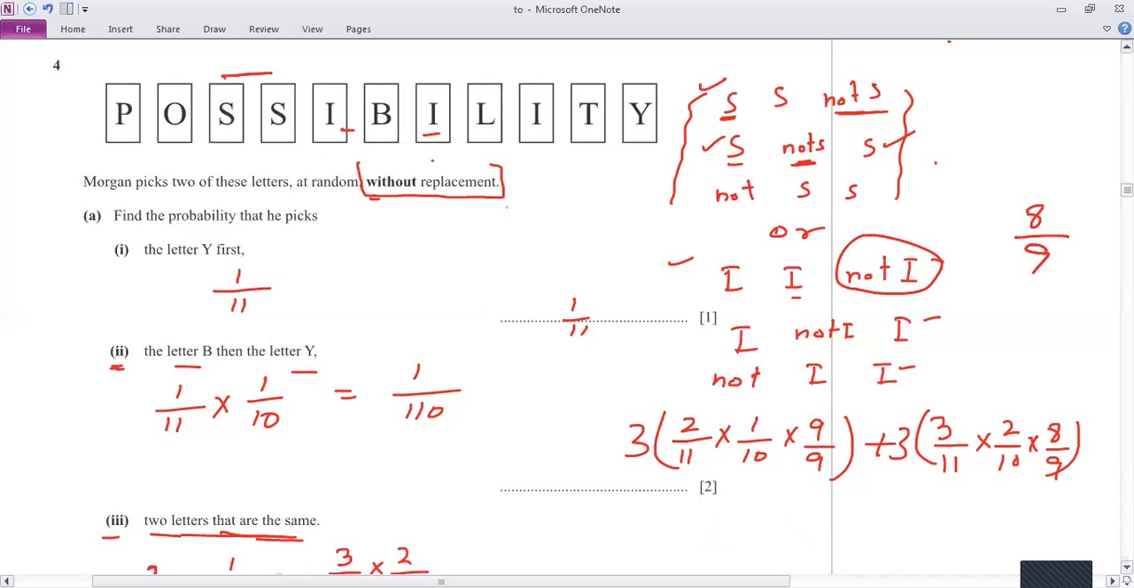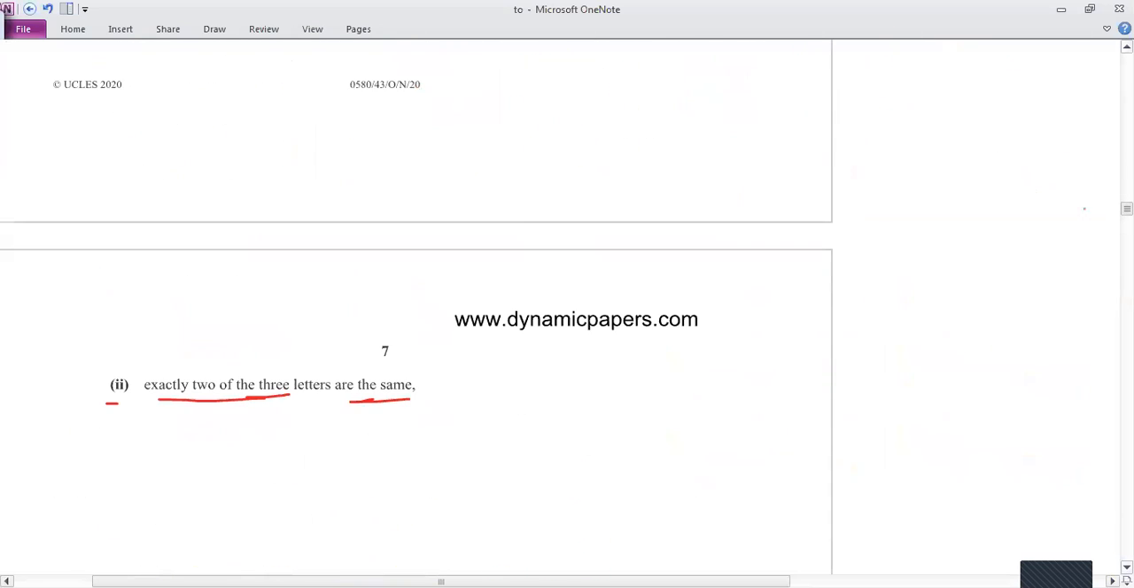Because when you are choosing the first I and second I, the third should not be I. So 3 I's are separate, the remaining are 8 letters. But the total is still 9, because you only selected 2. That is the condition, because the question is saying it should be exactly 2 of the 3 letters. It means you can't choose all 3 same letter. 2 can be same, but 3 cannot be same.